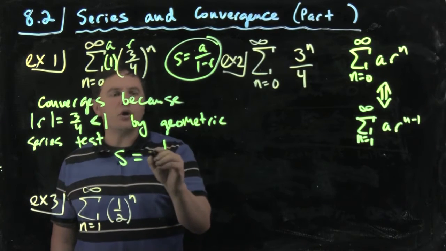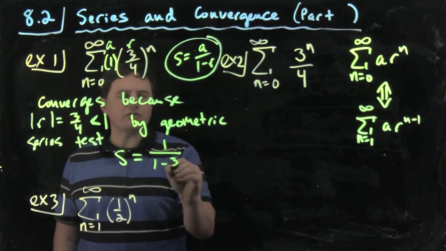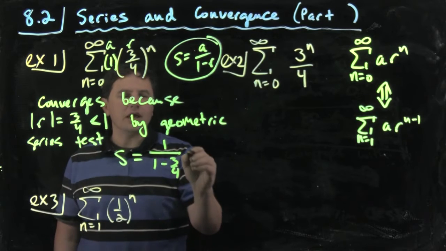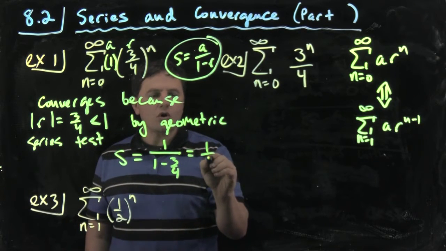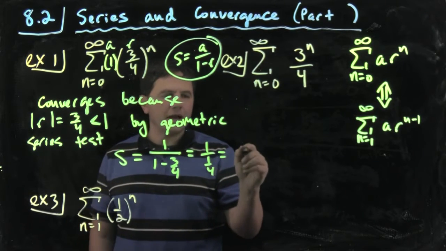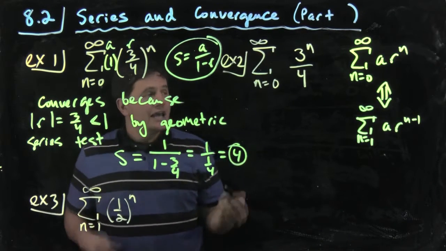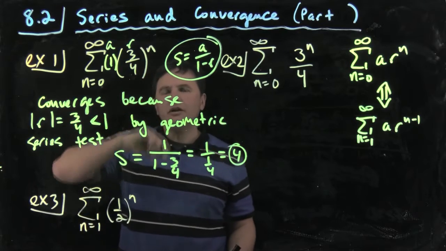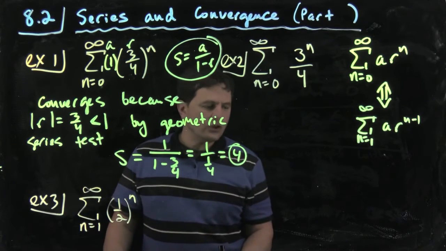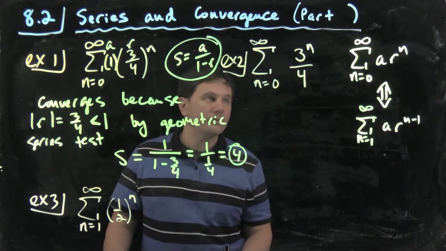So the sum is going to be 1 over 1 minus 3/4, okay? So this is going to be 1 over 1/4, multiply top and bottom by 4, so this series converges to 4. If you want to do a little experimenting with this, plug that into your calculator and you will see that it does converge to 4 actually pretty quickly.